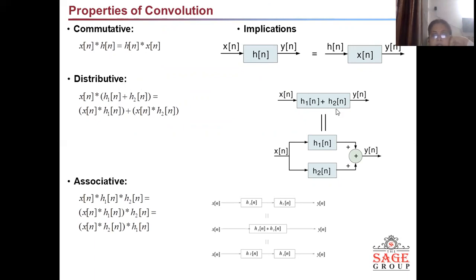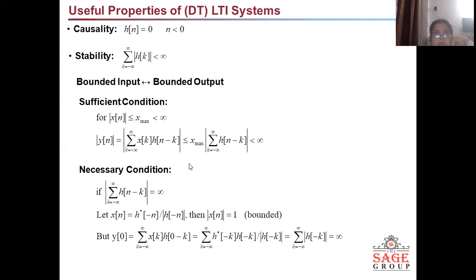So here the two functions are connected in parallel. Now this is the associative property, which means that x[n] convolved with h1[n], which is convolved with h2[n], can be performed with the help of the associative property. Here the two functions are connected in series. So this represents the associative property.